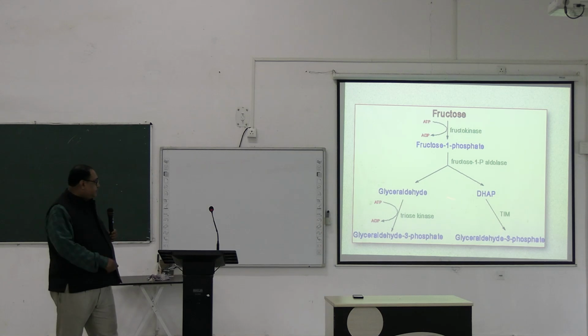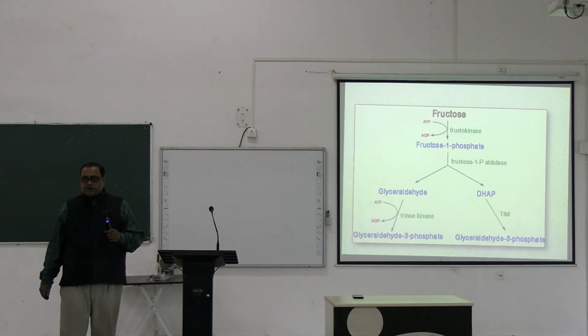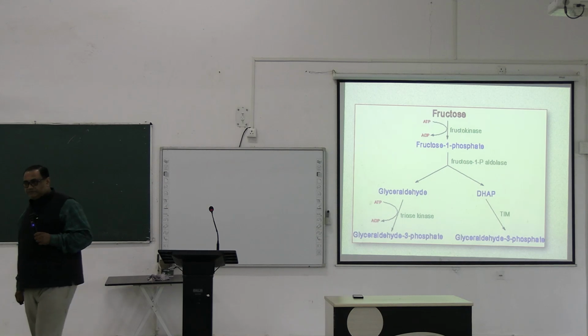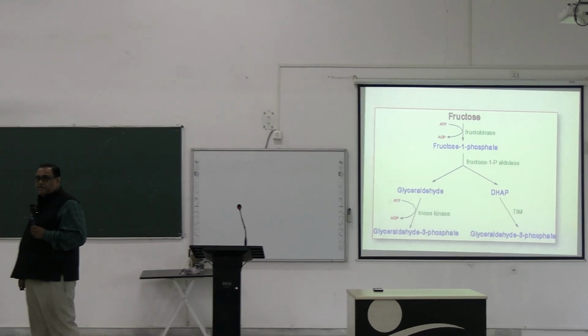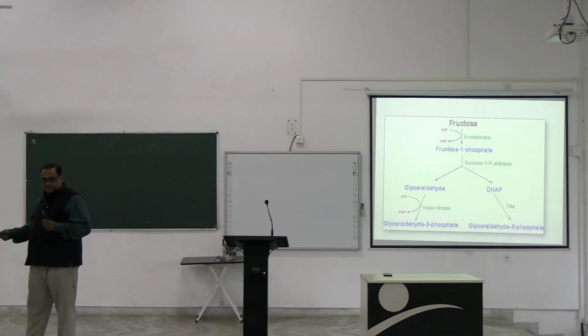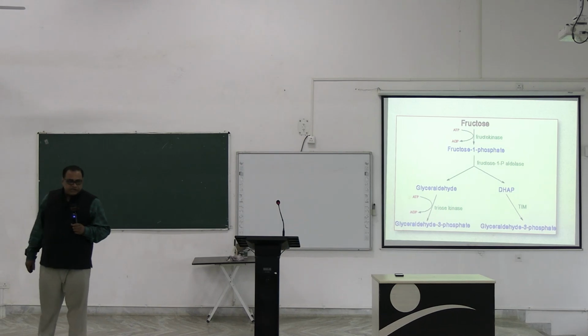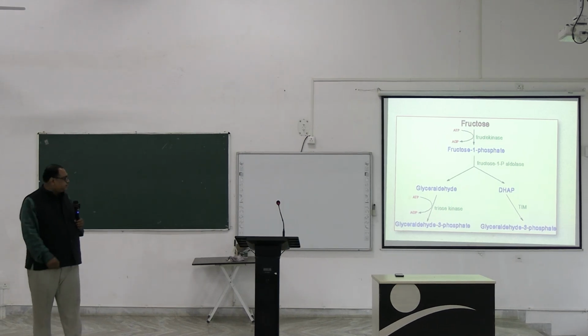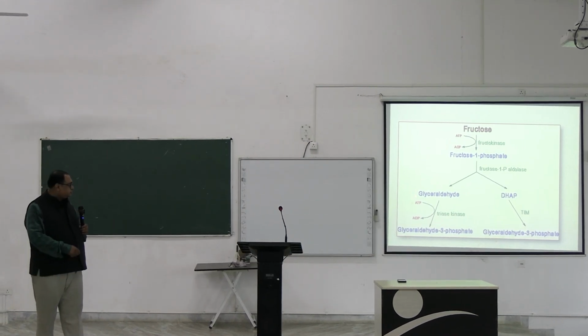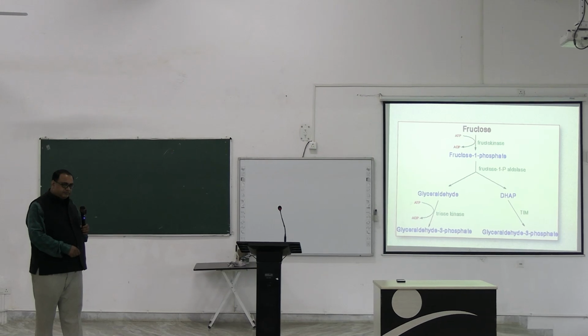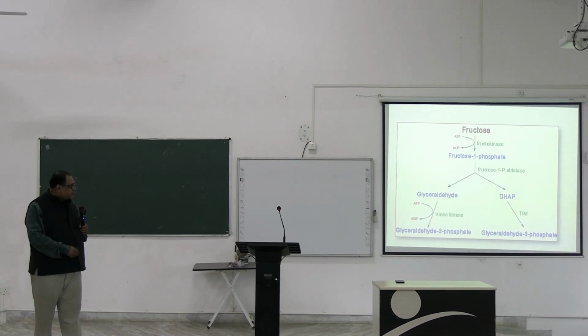To break them, we need one aldolase. It's called aldolase B. Aldolase B cleaves fructose 1-phosphate into glyceraldehyde. No phosphate, only glyceraldehyde.